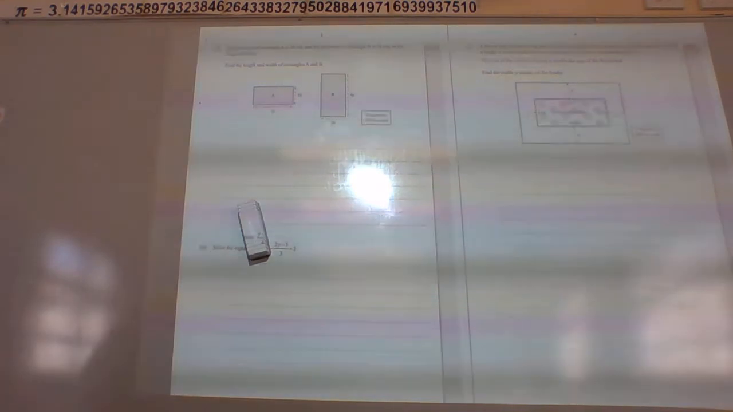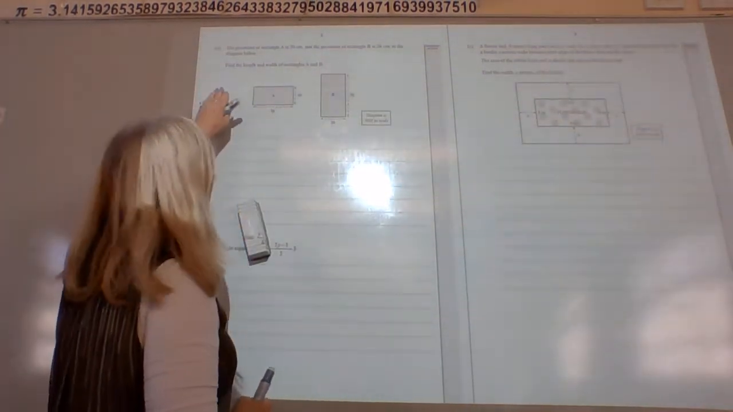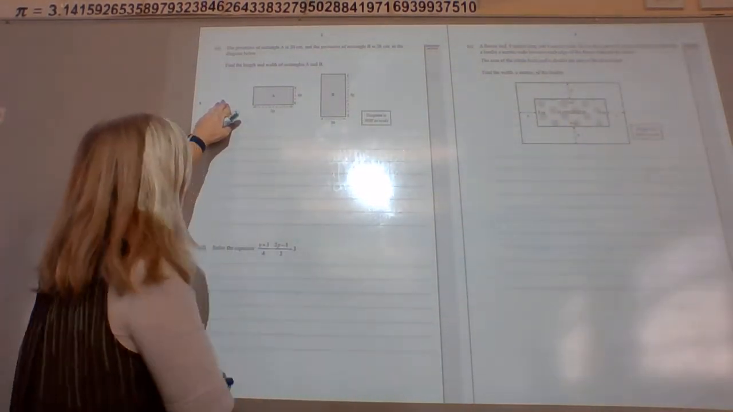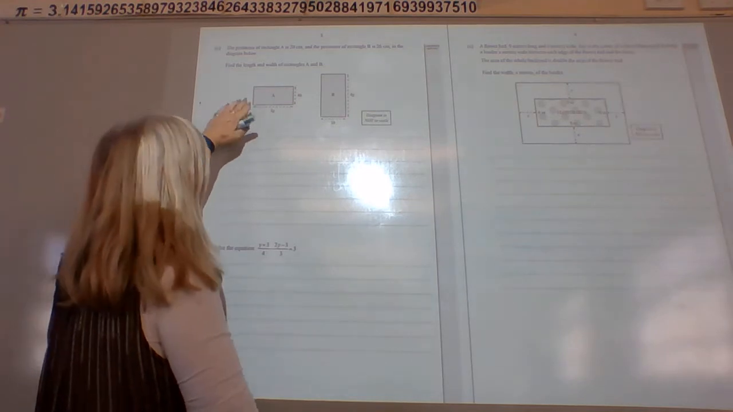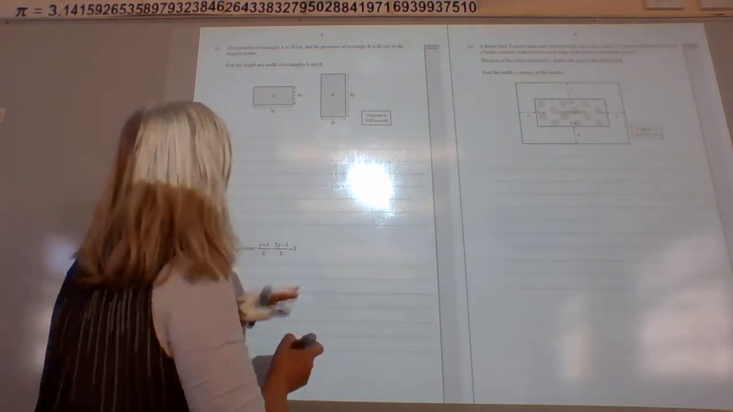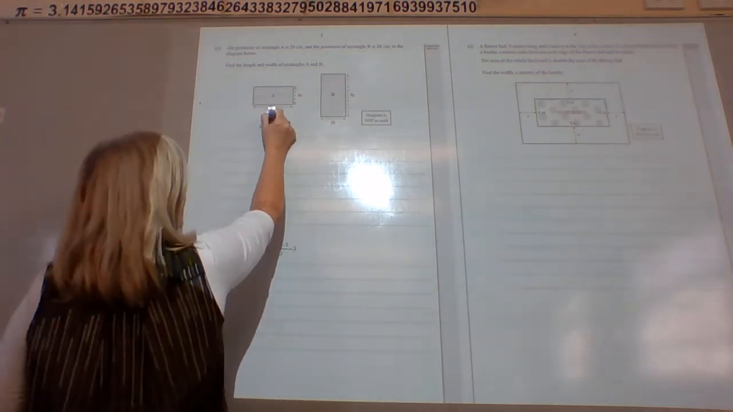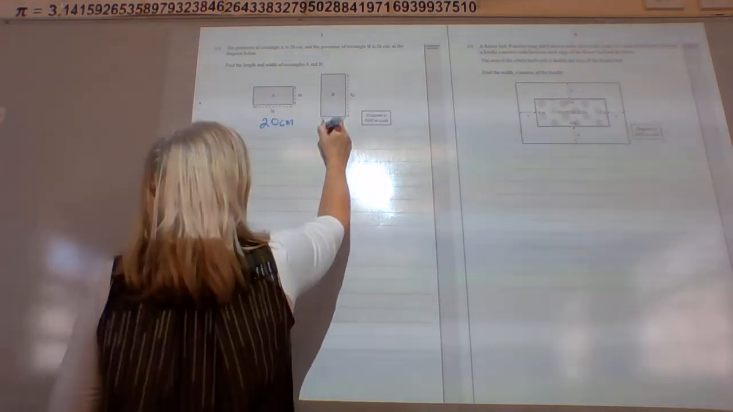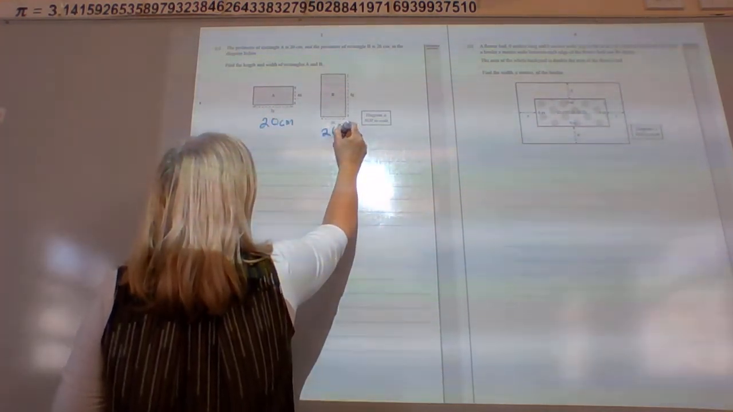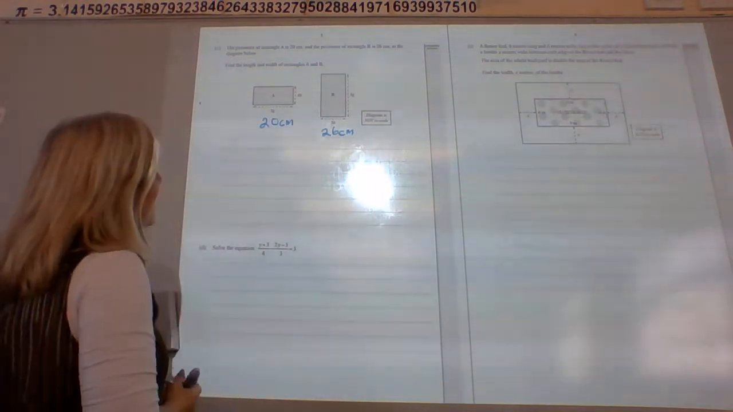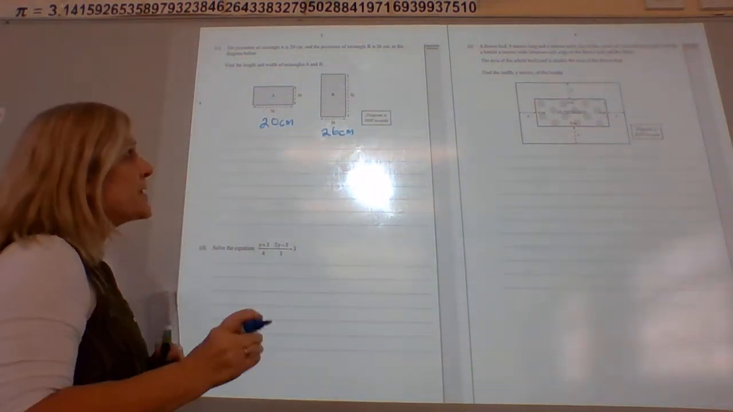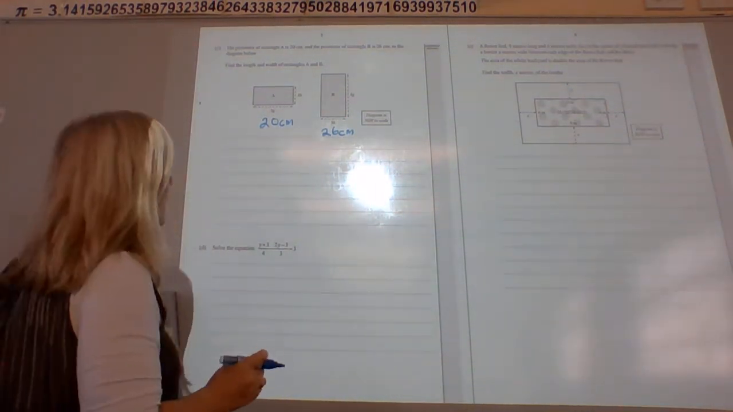So here are the next 2 questions, all right? So this one, the perimeter of a rectangle A is 20. The perimeter of the rectangle B is 26. So I'm going to write that underneath them so I can see 20 and 26 centimetres. Find the length and the width of the rectangles A and B. So we've got to make sure that we answer the question.